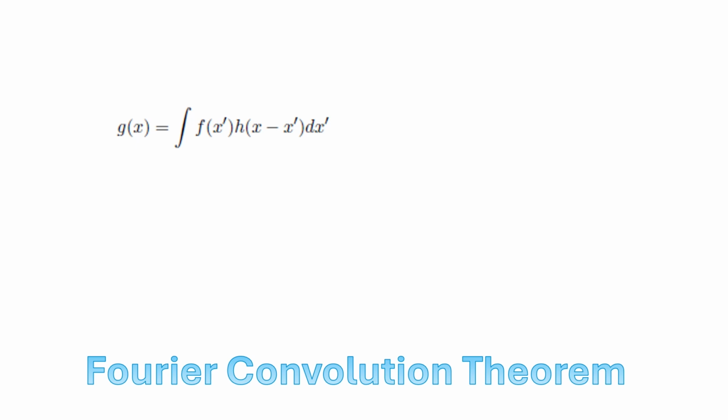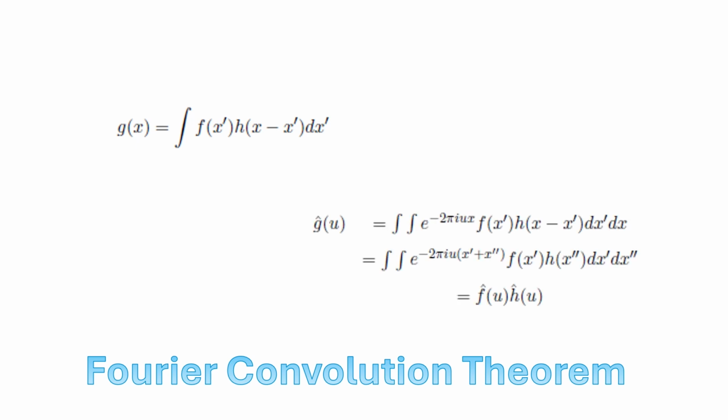transform of g of x, so we'll look at the Fourier transform of g of x, which is the Fourier transform of this convolution between the input f of x prime and the impulse response, we can find the following very interesting thing. So we've added a second integral here over x to take the Fourier transform of g of x and taken that into the integral, and then changed variables within the integral to separate the two integrals. And we see that the Fourier transform of g of x, this g hat of u, is the product of the Fourier transforms of the input distribution and the impulse response.